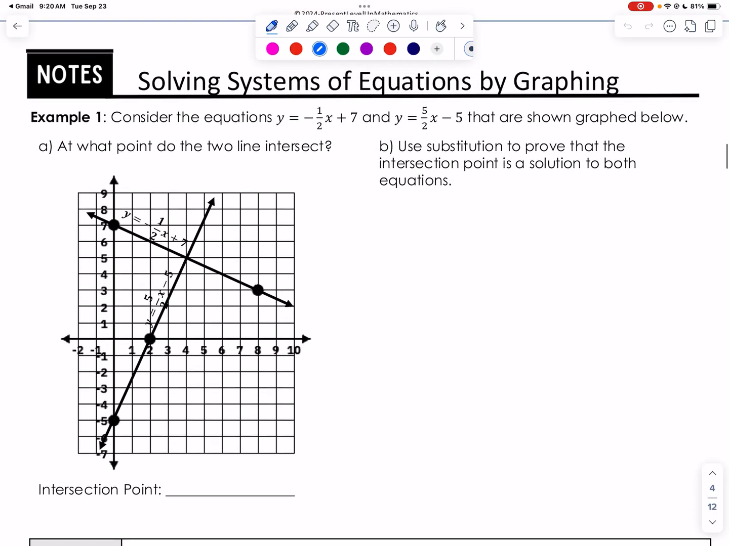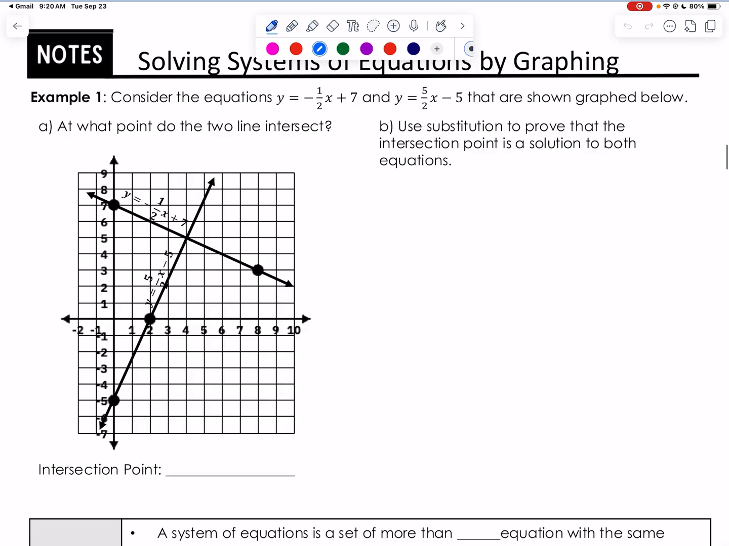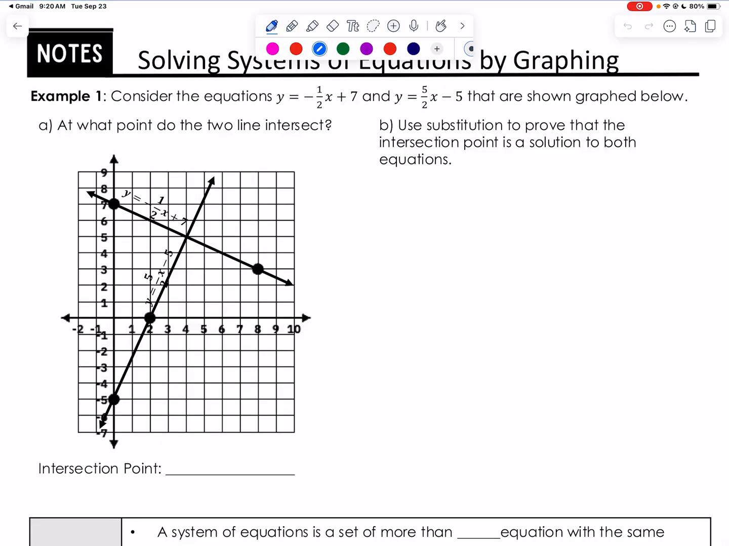Now, in our first example, it says consider the graph of y equals negative 1/2 x plus 7 and y equals 5 over 2x minus 5 that are shown graphed below. Problem A, at what point do the two lines intersect? So if we look at the graph of the equation, we can see that they intersect at this point right here. So we just need to name this ordered pair as 4, 5. This is said to be the solution to this system of equations.